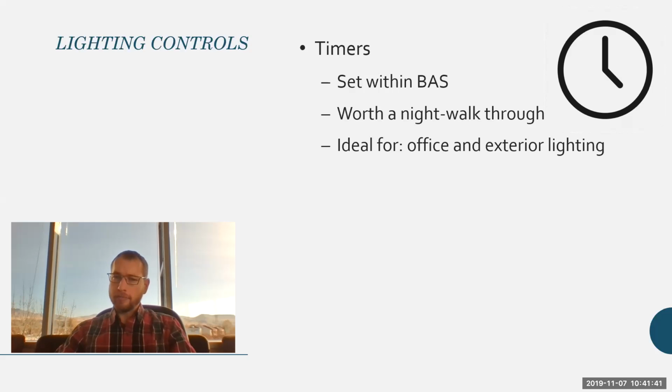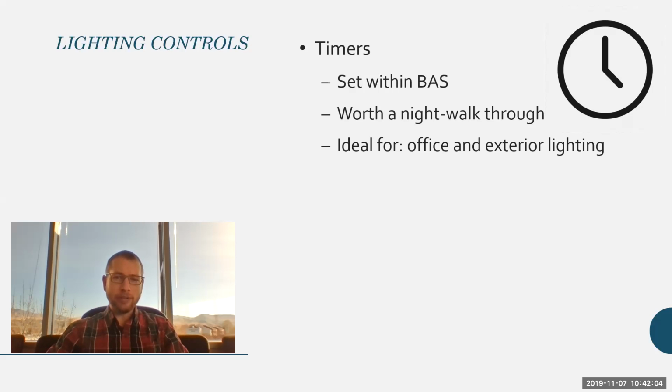Just because it's ideally programmed within that automation system doesn't necessarily mean the lights are abiding by it or the wiring or controls have been set up properly. So it's worth doing a night walk through with the building operator to just make sure that the lights that should be off at night are indeed off.